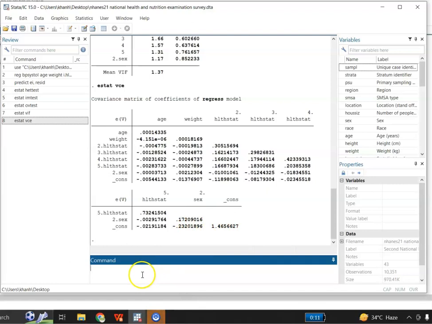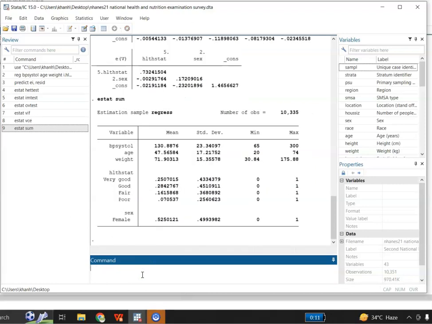I can also see estat summarize of these results. So it gives us the summary statistics for all the variables that I have included in this model. So these are the mean values. The mean value of the systolic blood pressure is 130.8876. Its standard deviation is 23.34. Minimum blood pressure is this, and this is the maximum.